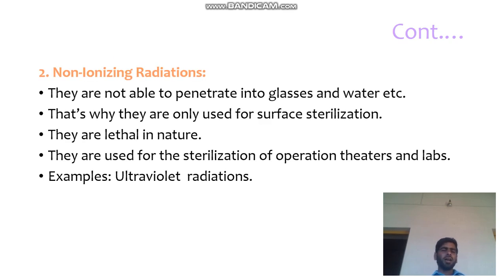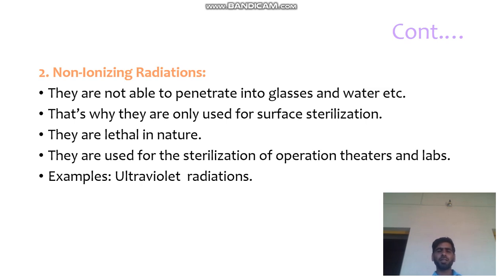Second one is the non-ionizing radiations. These radiations do not have the ability to penetrate, as we previously discussed. These radiations do not have the ability to clean the glasses or other equipment deeply. That's why, due to their non-penetration into the object, they are mainly used for the sterilization of the surface of materials, and such types of radiations are used in operation theaters for sterilization.